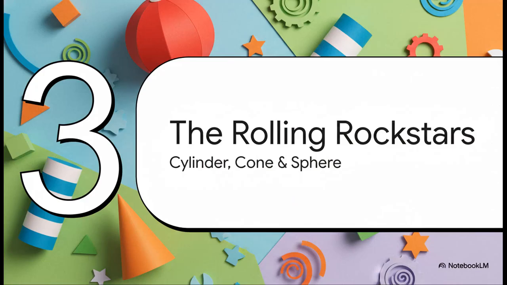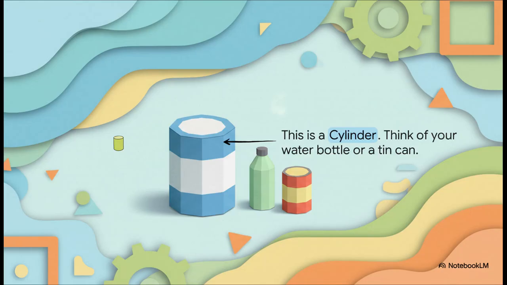All right, let's move on to our next group of friends. I call them the rolling rockstars. These are the shapes with all the lovely curves that can just roll all over the place. Let's meet them. First up is the cylinder. Just look around you, your water bottle, or maybe a can of your favorite drink. See? It has 2 flat circular faces, one at the top, one at the bottom, and one big curved face that goes all the way around.